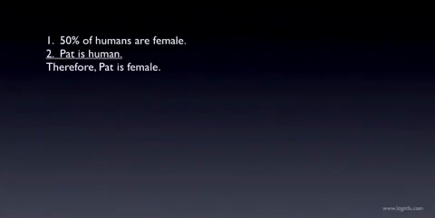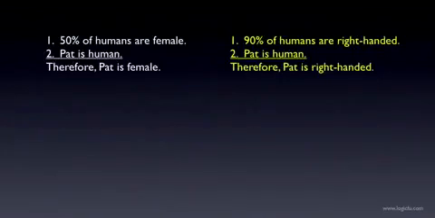Now take a look at this argument. 50% of humans are female. Pat is human, therefore Pat is female. That percentage isn't exact, but we're not interested in whether the premises are actually true. We're interested in whether, if they were true, the conclusion would follow. In this case, the answer is clearly no. Knowing that Pat is human doesn't give us any good reason to think that he or she is female. This is an example of an argument that does not satisfy the logic condition.